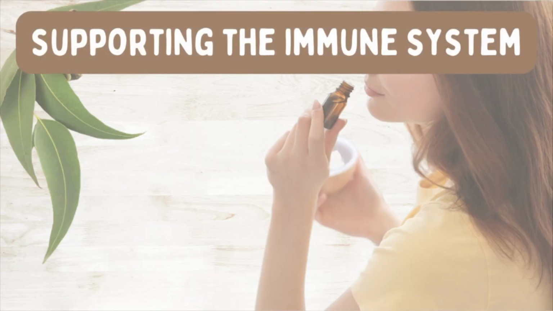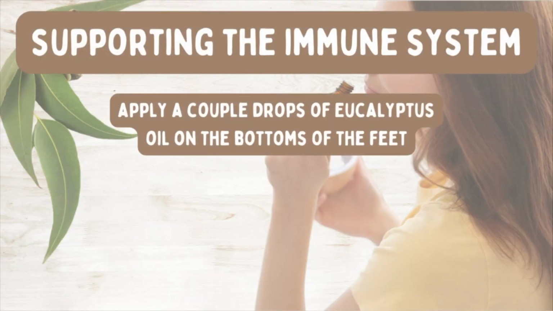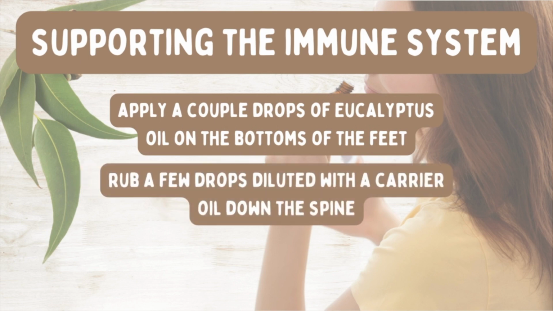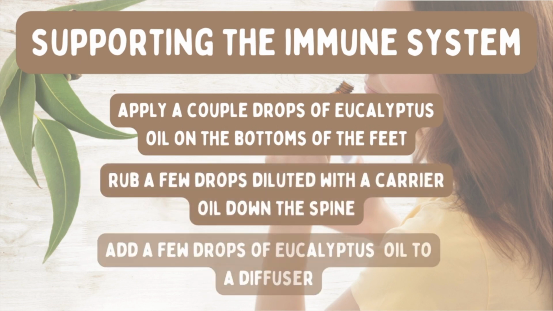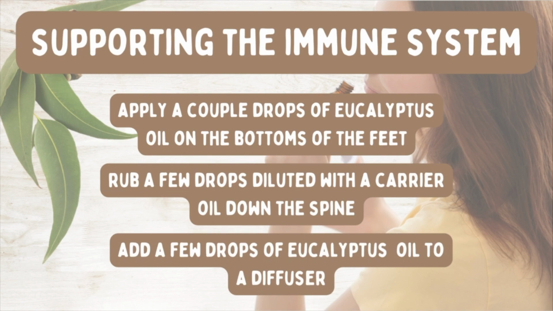For overall supporting the immune system, we can apply a couple of drops of eucalyptus on the bottoms of our feet, and we can also rub a few drops diluted with a carrier oil down our spine, as well as adding a few drops of eucalyptus essential oil to our diffuser.